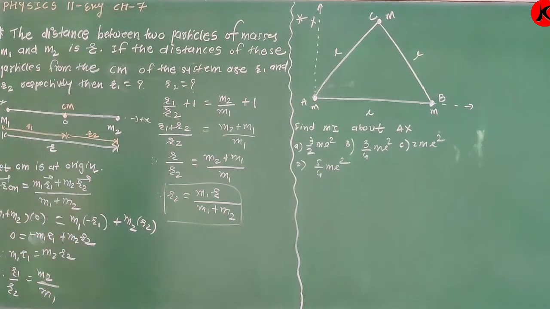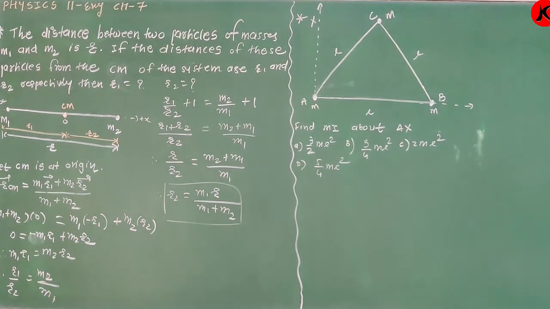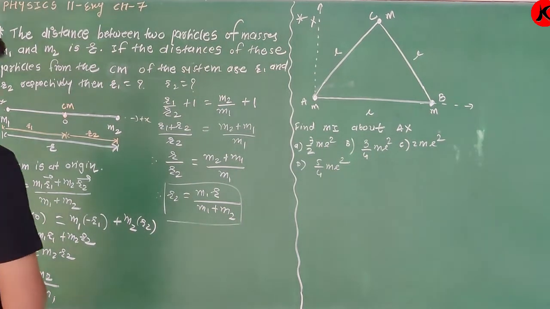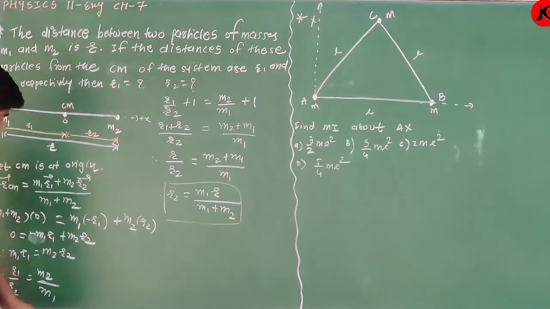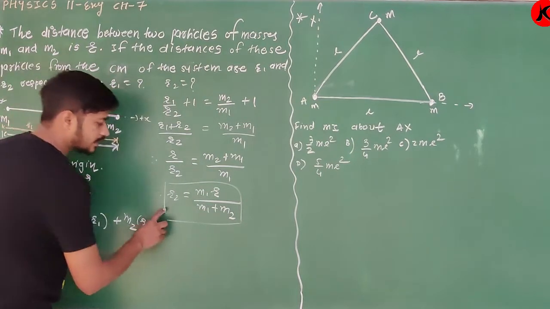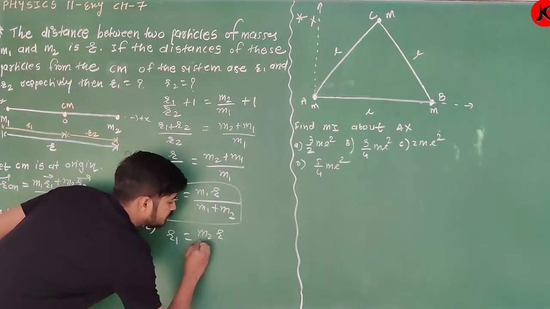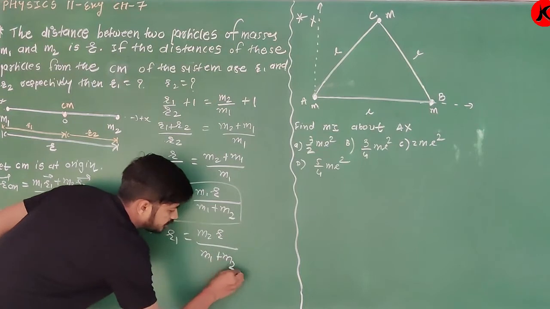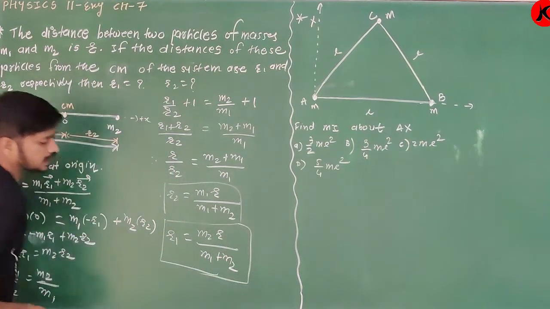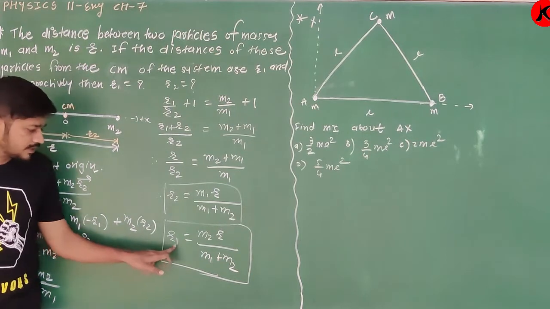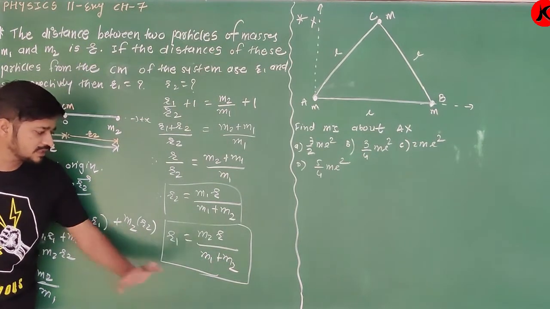So how to solve such questions? Which concept you have to use, that you have to understand. Yes, it is the equation of r2. Now how to obtain the equation of r1? With the help of this equation, you have to obtain the equation of r1 by yourself, and yes, you will get it. It is simple and easy to remember. r1 is equal to m2r upon m1 plus m2.